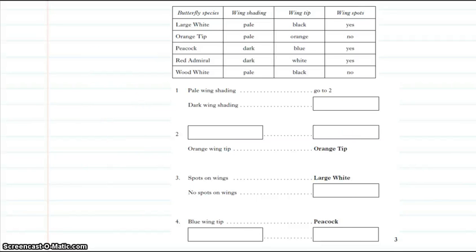So the answers would be go to 4, then for question number 2, a black winged tip, and then go to 3. For question number 3, no spots on wings would be a wood white. For question number 4, a white wing tip would give you a red admiral.